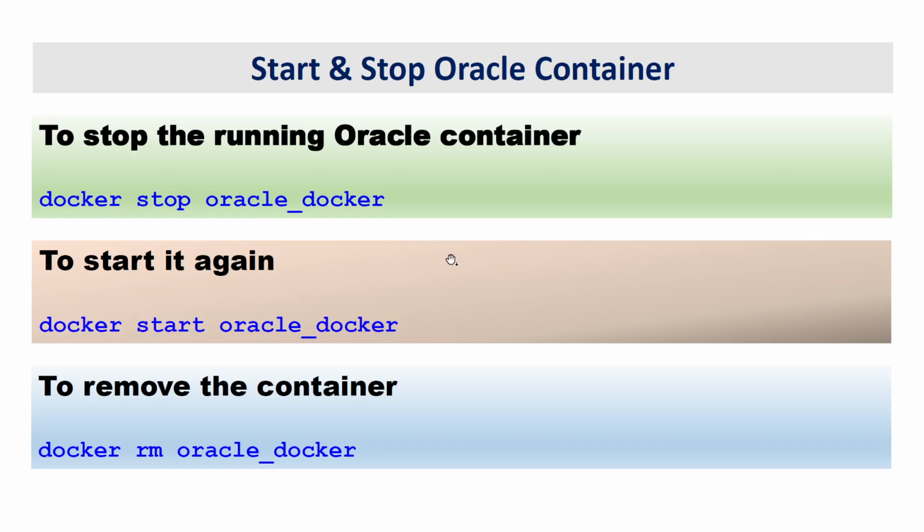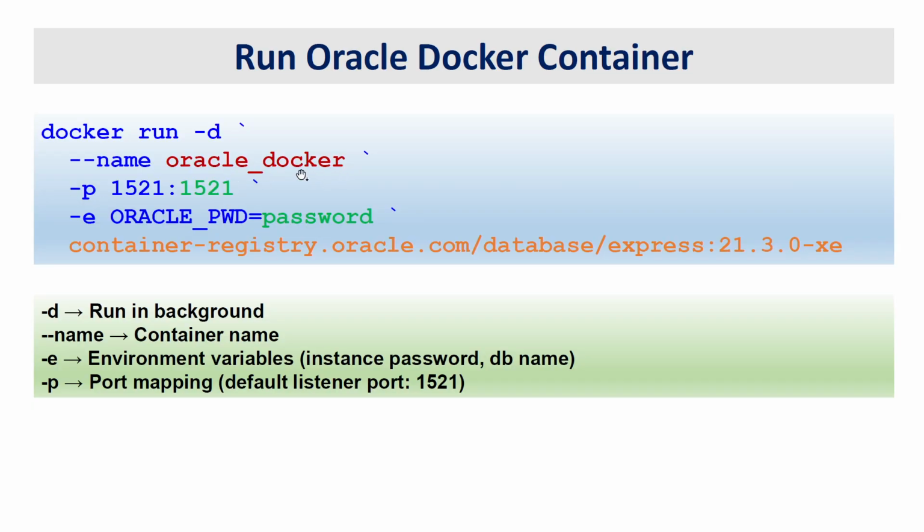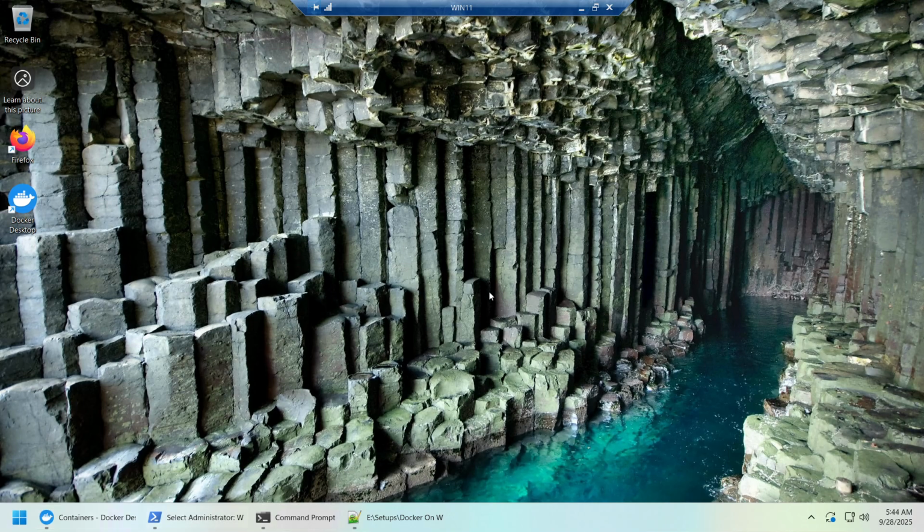And finally, if you want to stop the Docker container, you can say docker stop oracle-docker. If you want to start it, you can say docker start oracle-docker, and to remove it, docker rm oracle-docker. This is the name of the container that you specified here while running Docker. Now that we have seen everything, let's go ahead and go to our machine.